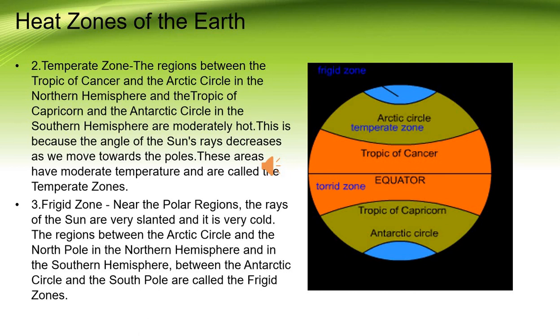Third, frigid zone. Near the polar regions, the rays of the sun are very slanted and it is very cold. The regions between the Arctic Circle and the North Pole in the northern hemisphere, and in the southern hemisphere between the Antarctic Circle and the South Pole are called the frigid zones.